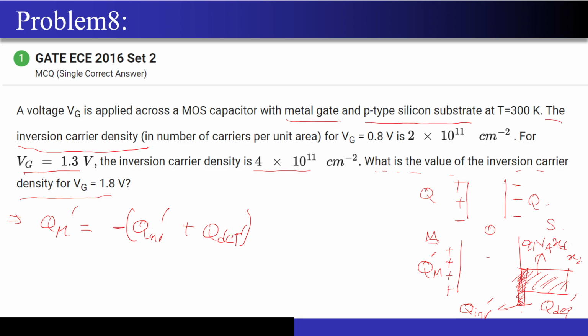So now this Q inv dash, this is what you are seeing, right? This is what they are actually telling you. This is the inversion carrier density, that is 4 into 10 to the power 11 per centimeter square for VG equal to 1.3 volts. So I hope what this value is, is clear to you now. This is nothing but this Q inversion dash, right? So now we know one more thing, right?